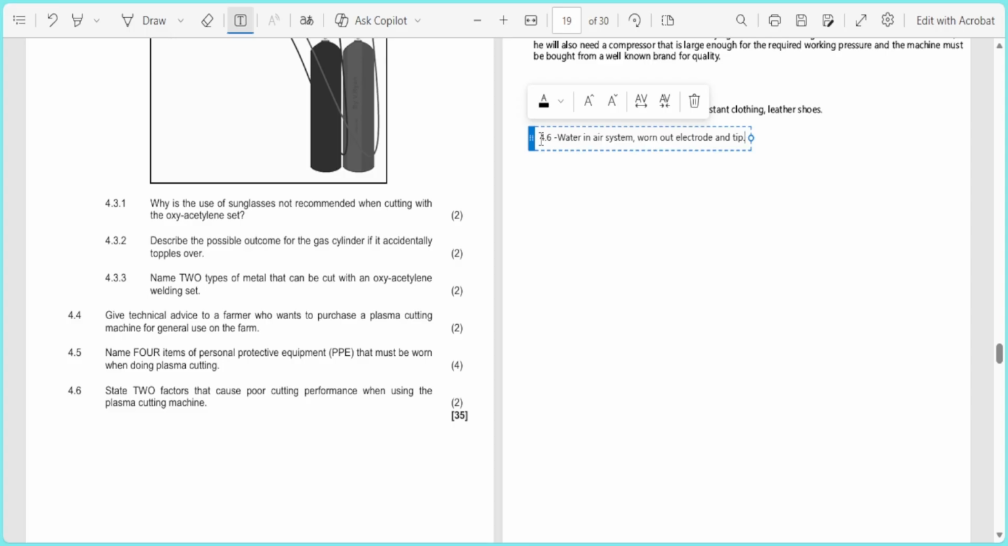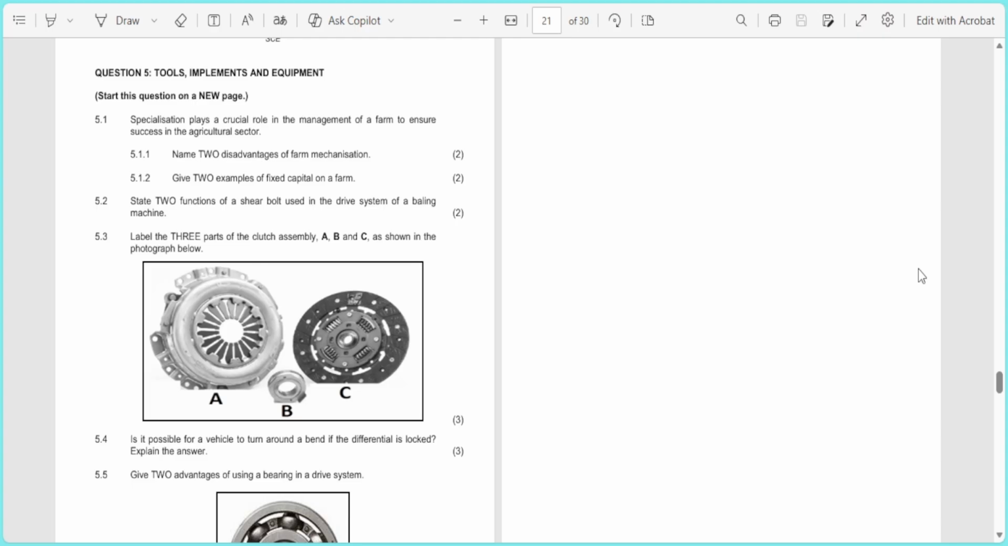So these are the two factors that can cause poor cutting performance. So let's go for the next question. Question 5. Tools, implements, and equipment. Now, this is a section that really tests your practical farm knowledge. We're going to go from basic tools to some complex machinery, and I'll be walking you through every question throughout question 5.